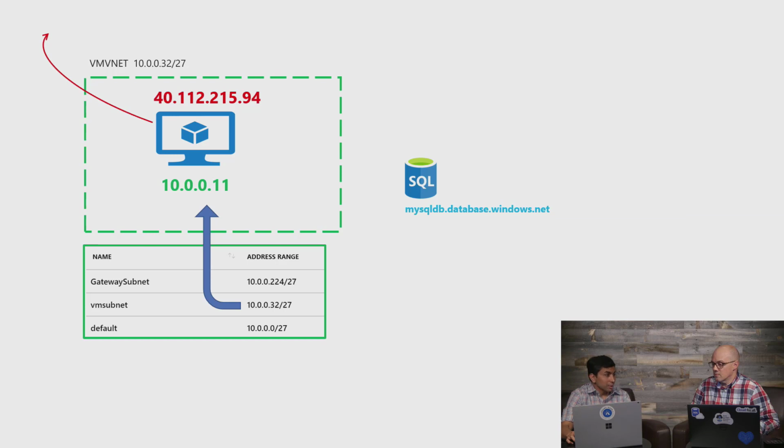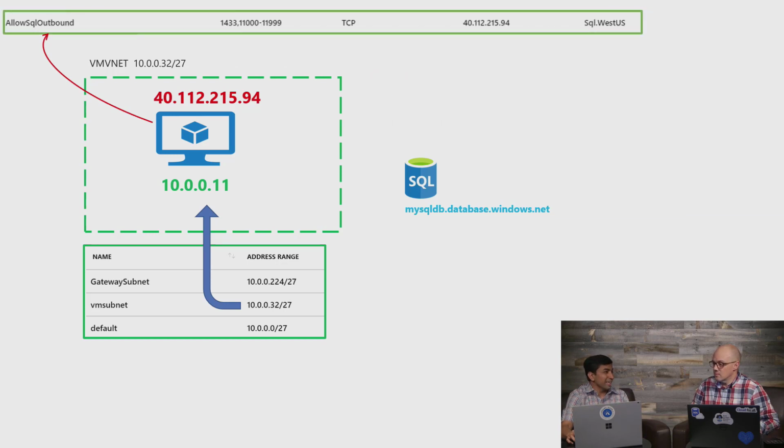Option number one is, let's start from the VM side, and we can define what is called an NSG rule, which basically says, I'm going to allow outbound traffic. NSG, Network Security Group, exists on the virtual machine, and it allows you to define inbound and outbound rules. So here we'll define an outbound rule to connect to SQL database.